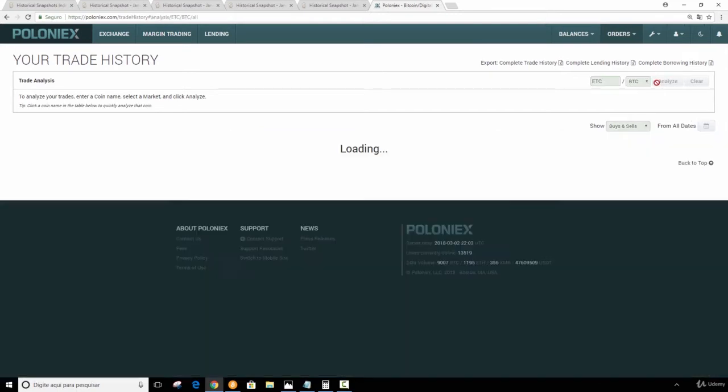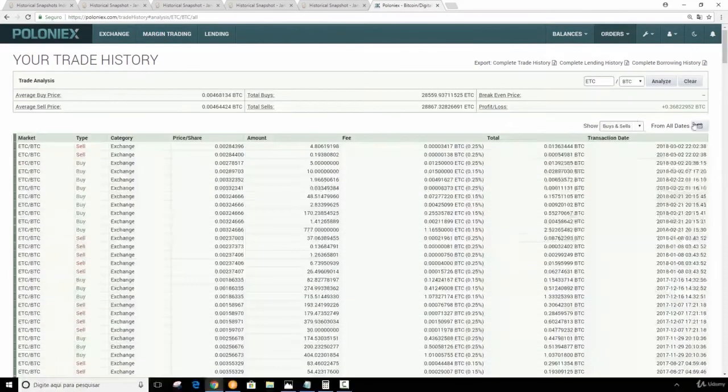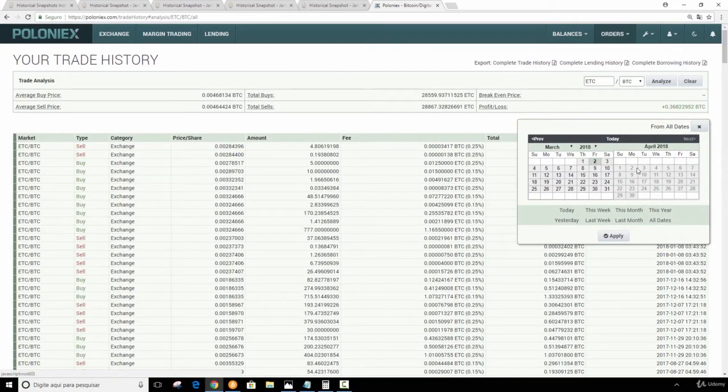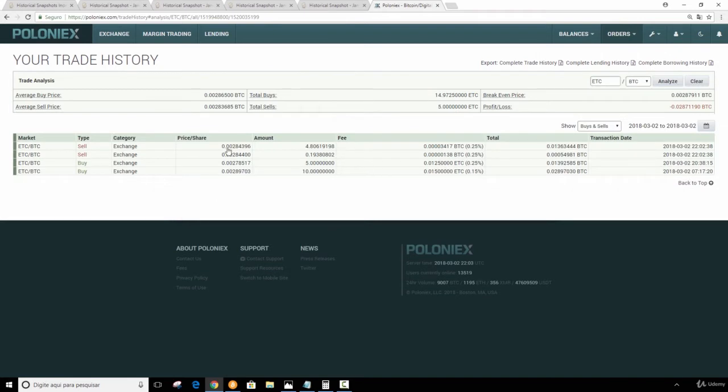Let's click on Analyze. So let's just look at today's. So we have here our purchase and our sell. I'm going to click on the last purchase and the last sell. So we purchased 5 units and we sold 5 units. So these other 10 here are part of another purchase I've made that are still open. So we bought 5 and sold 5.